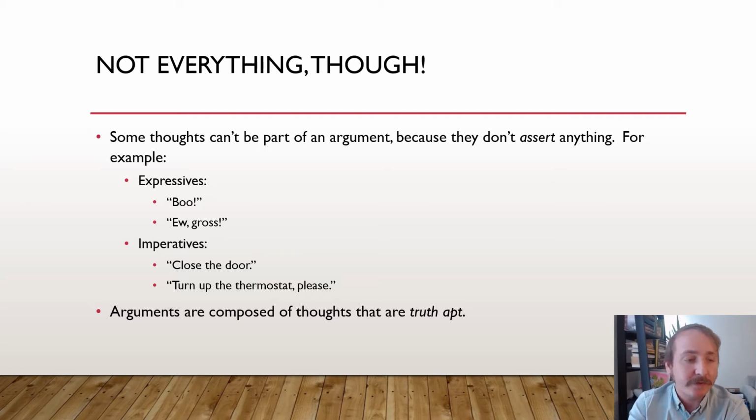So I bring these up to make it clear what we're talking about when we're talking about statements that assert something. These are statements that are truth apt. They're the kind of thing that can be true or false. And those are the basic constituents of reasoning. So what we're not talking about is expressives or imperatives. We're not talking about these other uses of language that are also really important to our thinking, but that can't form part of an argument, right? So thoughts that assert something are the basic constituents of arguments, and that's what we're considering today.